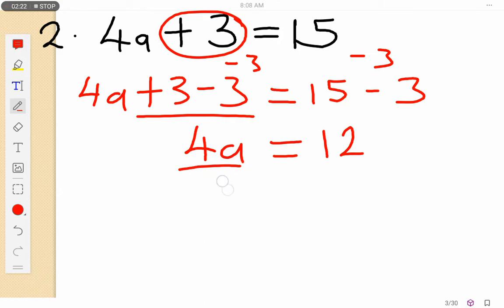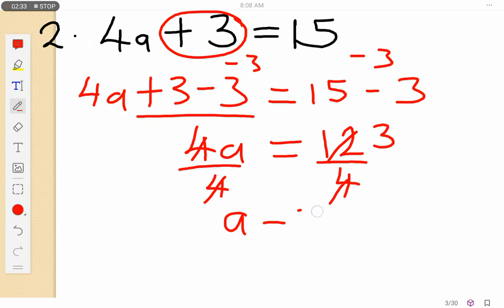Then I can divide by 4 both sides. 4 into 4 and 4 into 12, there we get 3 times there. So our a is equal to 3.